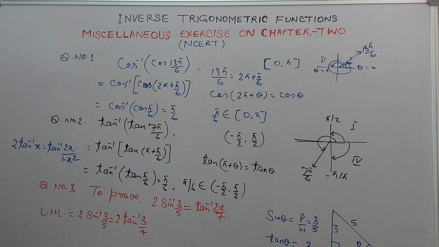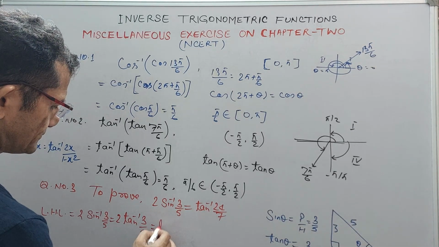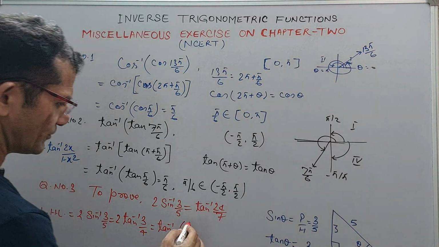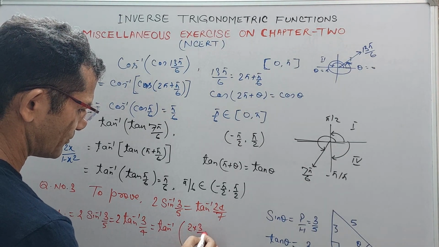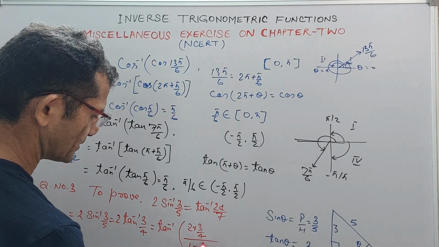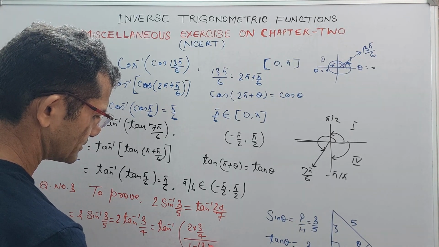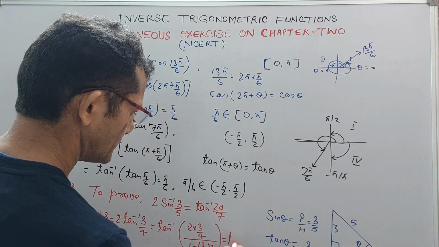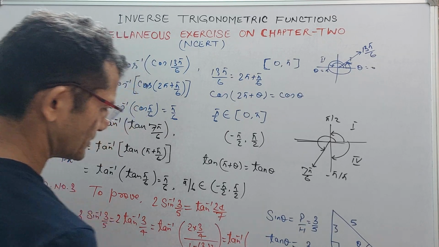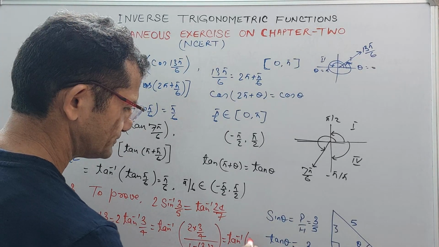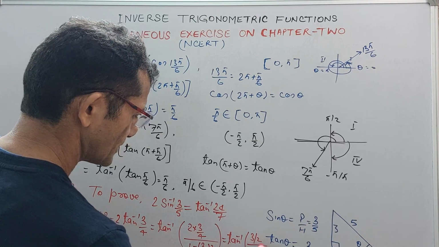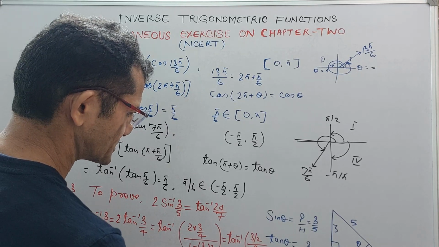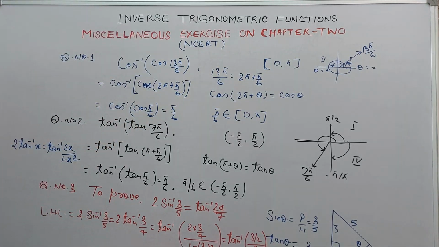So using the formula here, tan inverse of 2 times 3 upon 4 divided by 1 minus 3 upon 4 square. Now close this bracket. After that the value becomes tan inverse, just simplify the 3 by 2 divided by 1 minus 9 upon 16.